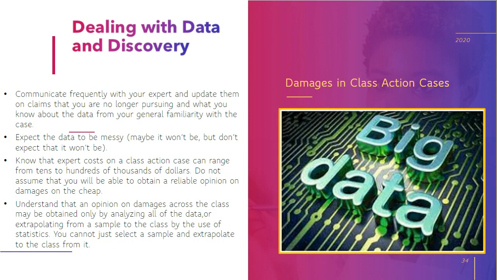If you're working on a class action case with your expert and dealing with data and discovery, one of the things that you want to do is communicate frequently with your expert. And when you drop a claim, let them know. Sometimes I've been in the middle of evaluating claims only to find out later that the claim has been dropped. Expect the data to be messy. Expect that you may have to make multiple requests for data, because if you don't, and you get stuck with limited data, which frequently happens, then your economist is going to have to do some fancy footwork to make estimates, which they're going to have to explain by saying, I made assumptions, which again is not as good as having all the data that you need. Remember that it's going to be expensive.